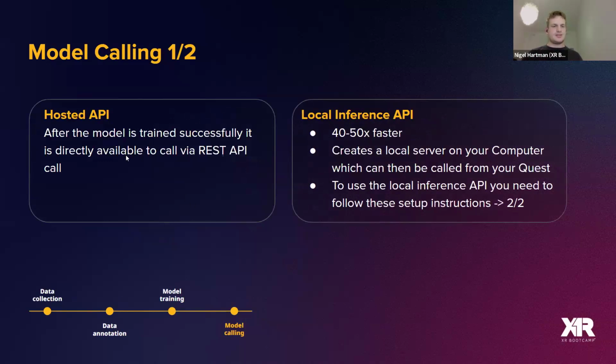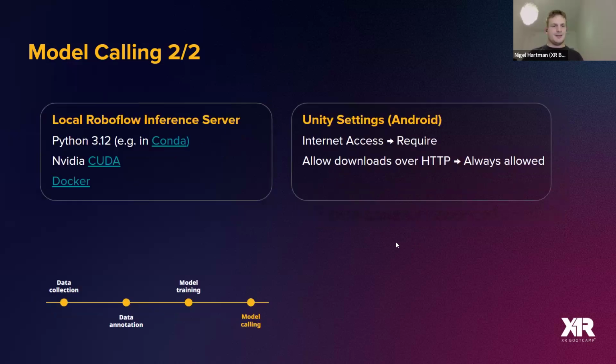And what you need to do just at the end is calling the model, which just got automatically trained by Roboflow, by using hosted APIs or the local inference, which in our test is 40 to 50 times faster than the hosted API. There are also some new APIs available here, but still the local inference is like 10 times faster.